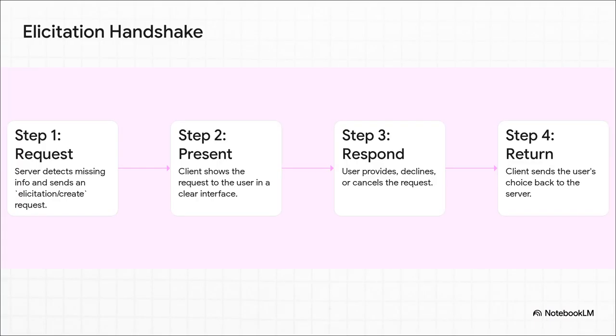First, the AI server realizes, hey, I'm missing something, and it sends out a little request. Second, your app sees that request and shows it to you in a nice, clean interface. Third, you, the user, get to make a choice. And fourth, the app sends your decision back to the AI. That's it. Now the AI can get back to work.